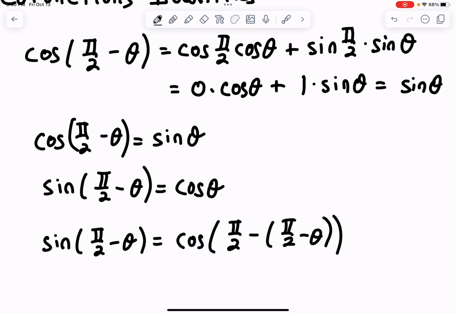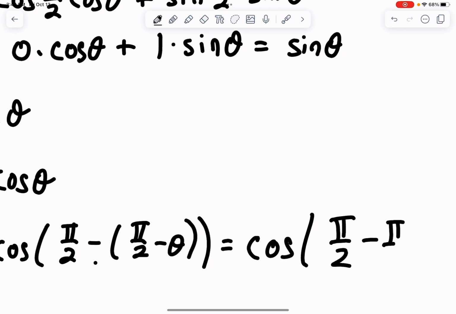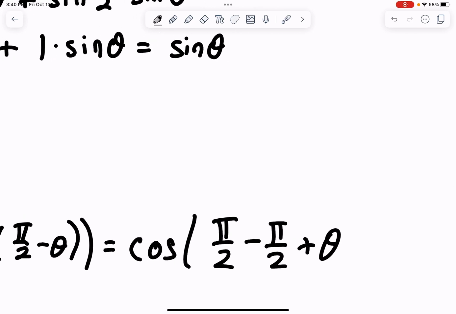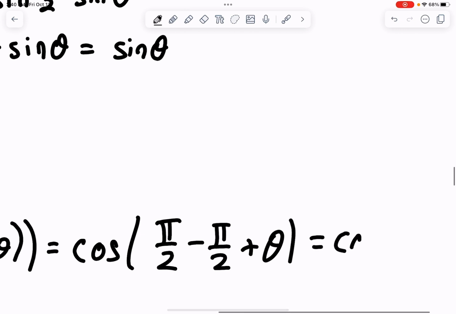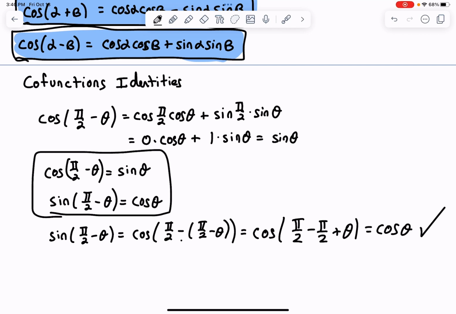And then we distribute the negative sign through here, and we would get cosine of pi over 2 minus pi over 2, and when we distribute the negative here, we would have plus theta. So of course, equals cosine theta. So that just shows you real quickly that the second one here follows. So these are not two that you have to remember. These two are used to develop the identities for sine that we're now going to want to talk about.